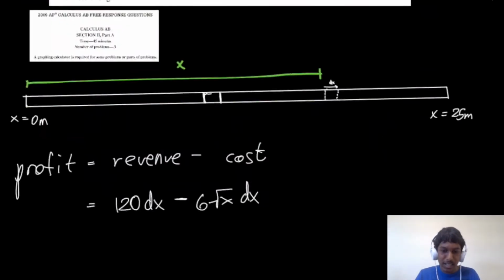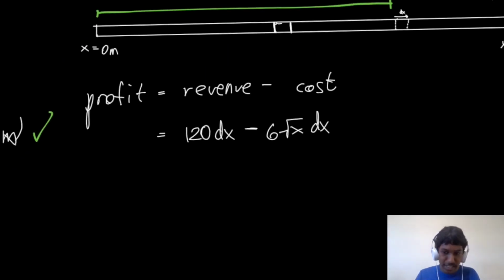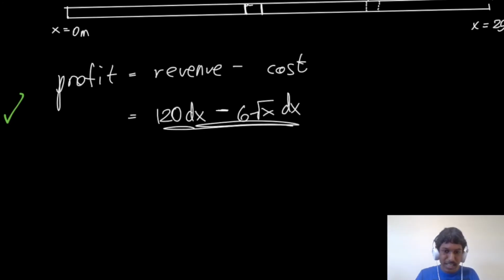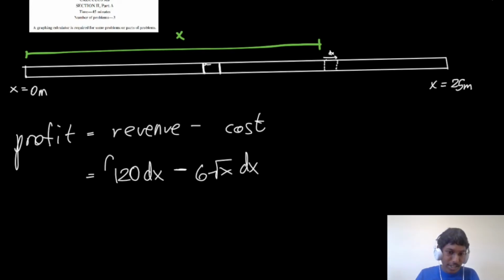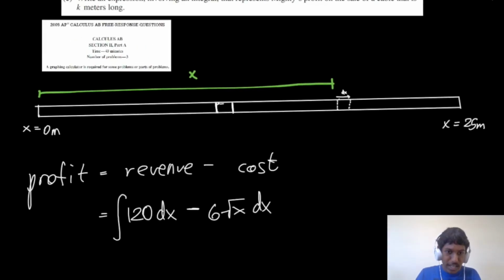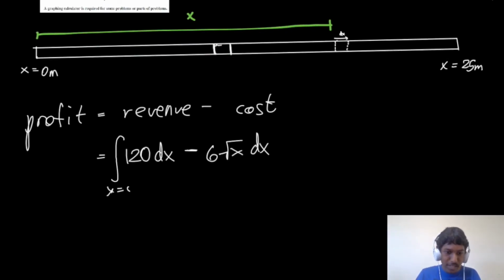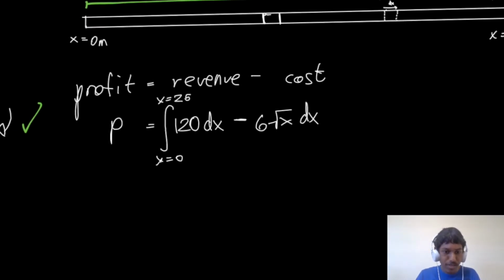You can't use this for a larger portion of the cable. You'll have to integrate to do that, and we'll do that in a second. Now we've got this as a sort of skeleton, but now we need to finish the integration, so we're going to write this integral symbol here, and we're going to go from x equals 0 to x equals 25 meters, right? And that will be our profit for a 25 meter cable.